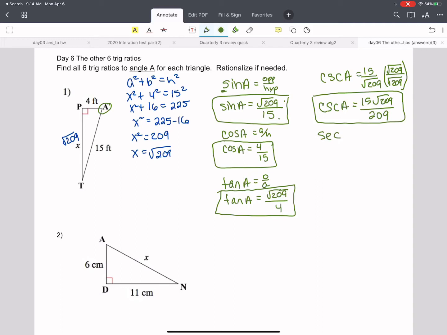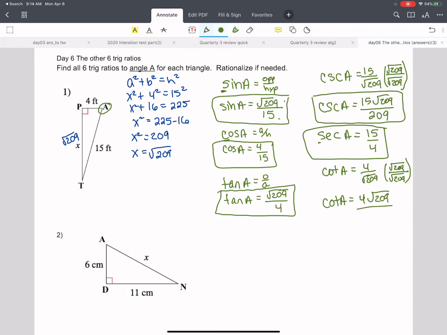Secant is the other one that goes with cos. Secant of A is 15 over 4. And cotan of A is 4 over square root 209. Same problem as before, so I will rationalize. So cotan of A is 4 square root 209 over 209.